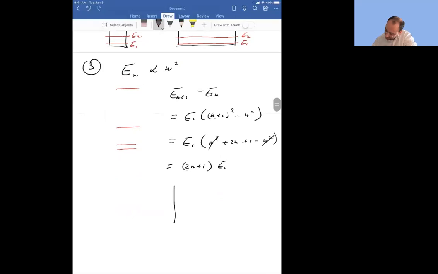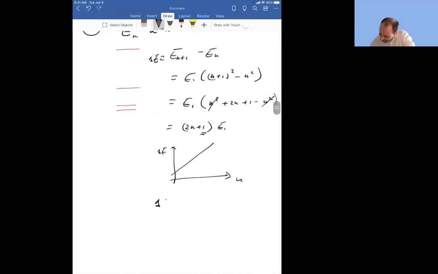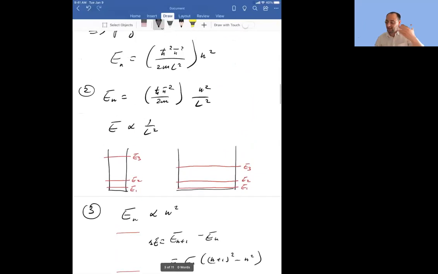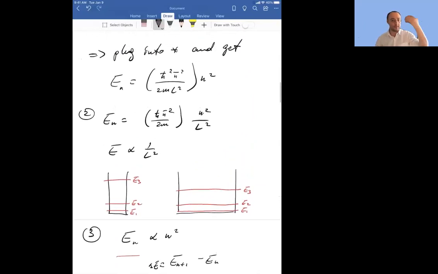You could plot this, and for large n, this is delta E. You can plot delta E versus n. You see it starts with a non-zero offset, but for large n, this offset is not important. So you can see that delta E scales like n. So energy scales like n squared, but the energy spacing is proportional to n. You can also take a derivative. When you take a derivative of n squared, you get something like n.